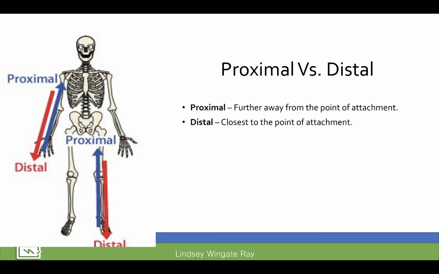Another important thing to know when coding in the musculoskeletal system is the difference in proximal and distal. Proximal means further away from the point of attachment, and distal means closest to the point of attachment. And when it's talking about point of attachment, it's talking about each individual bone. Let me give you some examples from a diagram that I made.